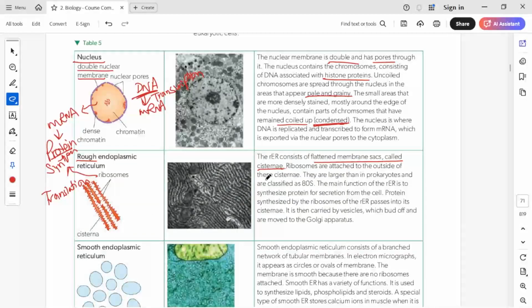Ribosomes are attached on the outside of these cisternae. They are larger than the prokaryotic ribosomes and they are 80S. The Svedberg unit for the eukaryotic ribosome is 80S. The main function of rough endoplasmic reticulum is to synthesize proteins for secretion from the cell. So whichever cell has a secretory function, most of its proteins will be synthesized in the endoplasmic reticulum.